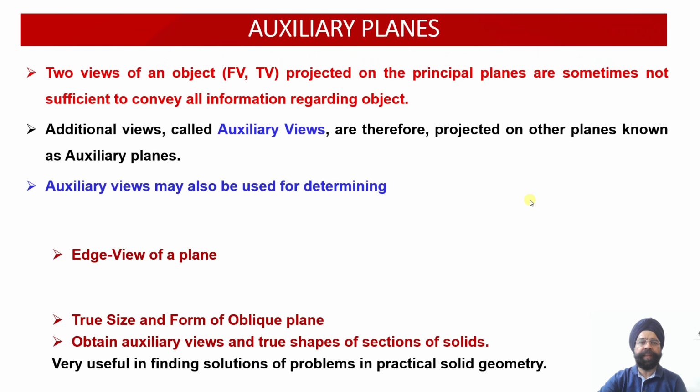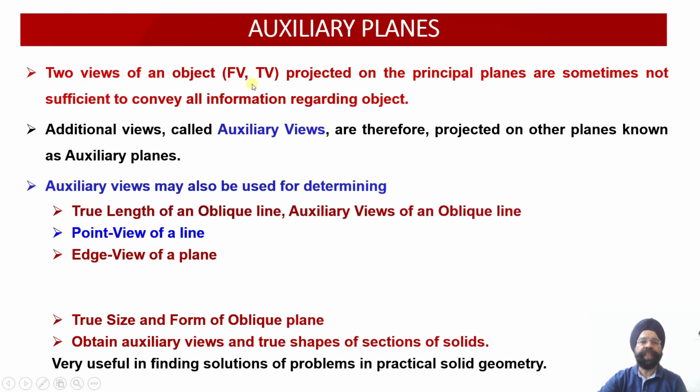In our earlier deliberations, we have already discussed that the two views of an object, that is front view and top view, projected on the principal planes, vertical plane and the horizontal plane, are sometimes not sufficient to convey all the information regarding the object. Additional views called the auxiliary views are therefore projected on other planes known as the auxiliary planes. These auxiliary planes are the auxiliary inclined plane and the auxiliary vertical plane.